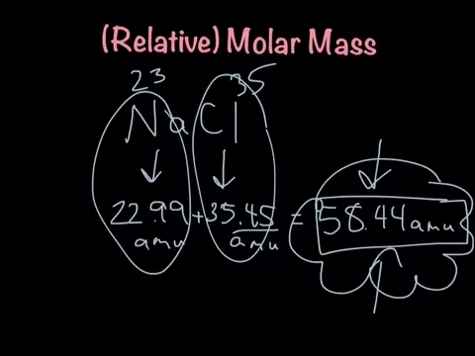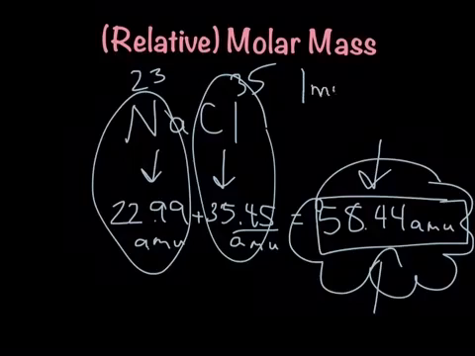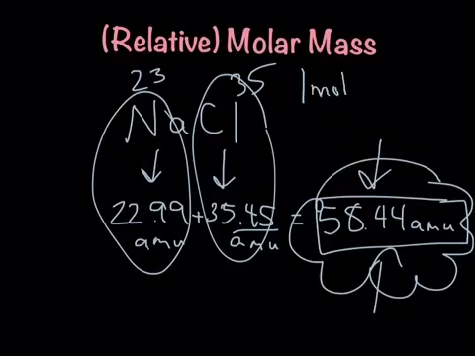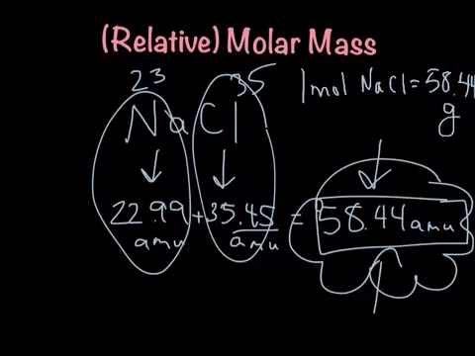The great thing about this is that we can say that if we actually have 1 mole of sodium chloride, it should weigh 58.44 grams. All right, so the units on our relative molar mass go from being atomic mass units to grams per mole.